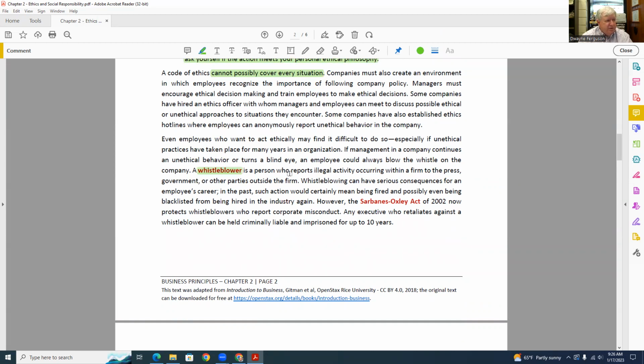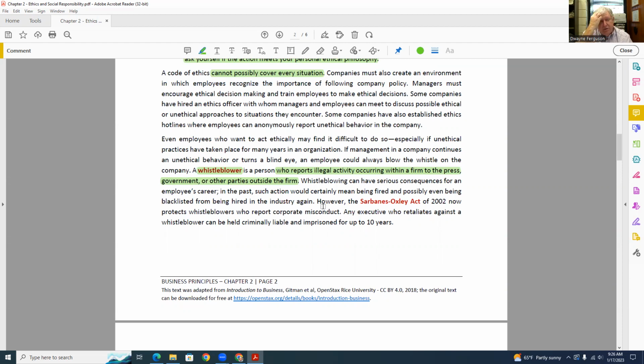But a whistleblower is somebody who reports illegal activity within the firm to the press, to the government, or parties outside the firm. In other words, you're trying to report it inside the firm, you're getting no action, they're doing something illegal, and so you go to Channel 7 News or whatever it might be, or the local newspaper. And then when you do that, of course, there's going to be some retaliation. You're probably going to be fired.